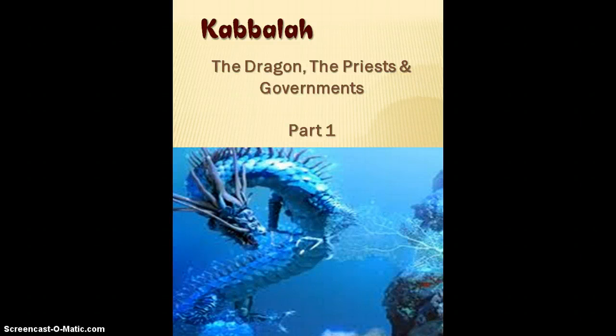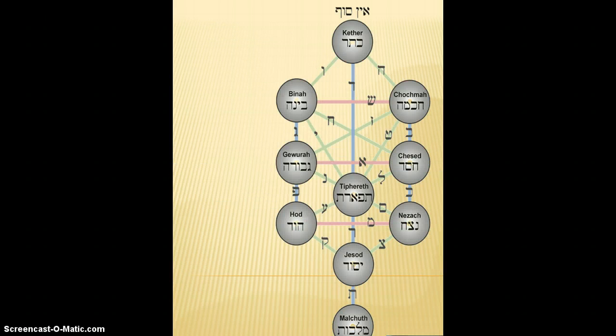We're going to talk about the dragon, the priest, and governments, and how these three are related in the Bible. Part 1. We're now getting familiar with the structure of the Tree of Life, also known as Kabbalah.